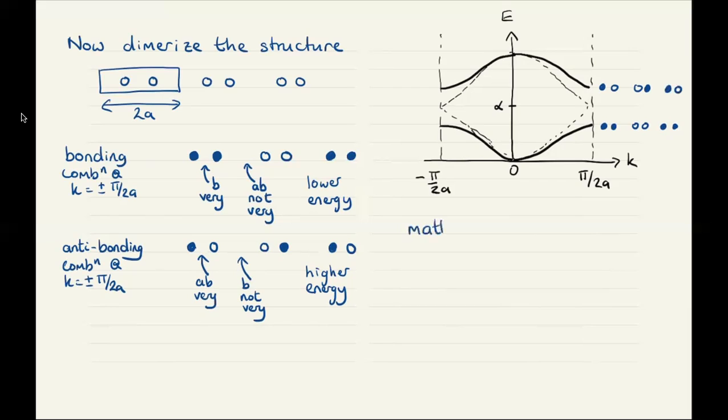Mathematically, we could have reached the same result by recognizing that the beta integral for the two atoms within the unit cell, those that are close together, that are dimerized, is not equal, in fact it's greater than the beta for the two atoms between the unit cells, the two that are further apart.